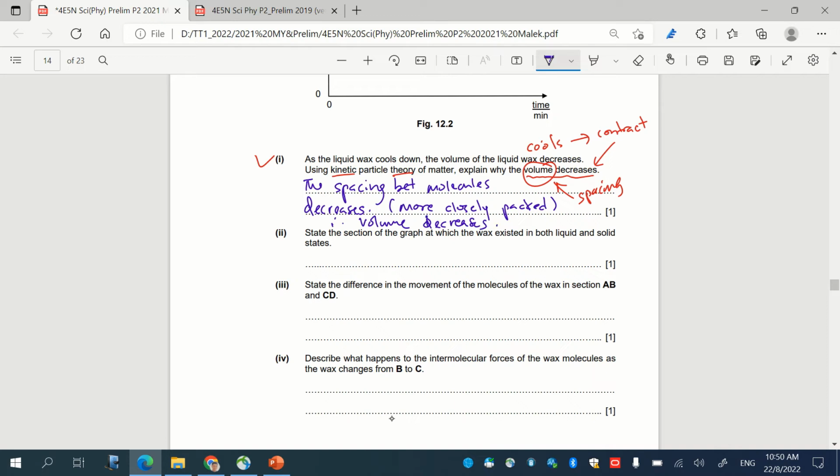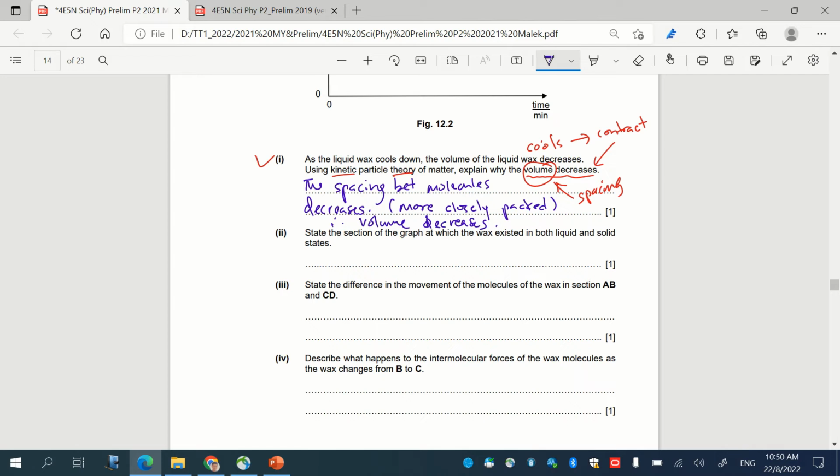Now, two big mistakes that students like to make. Students sometimes will say because the size of the molecule decreases. The size of the molecules never decreases. It always stays the same. What decreases is the distance between the molecules.